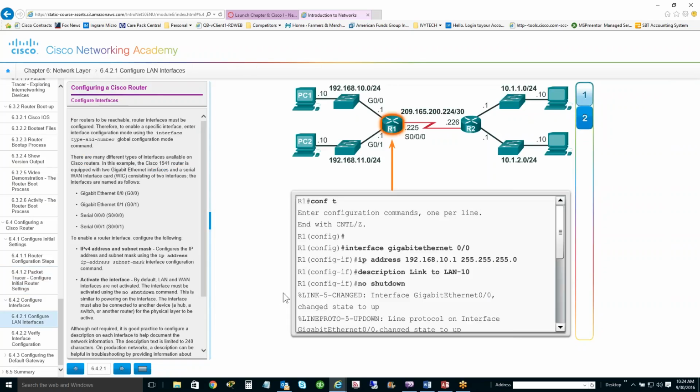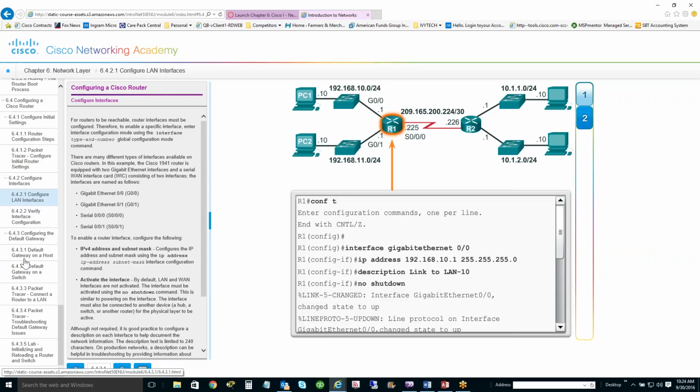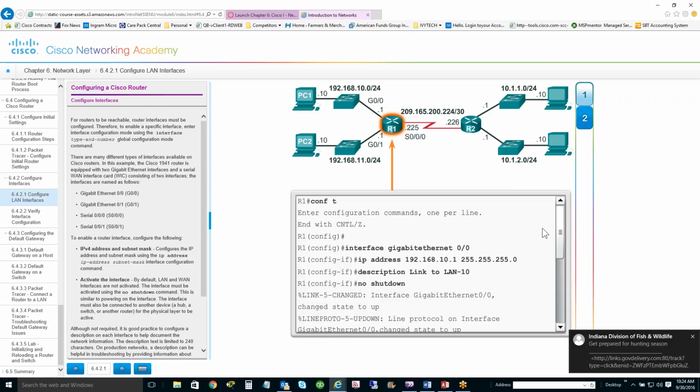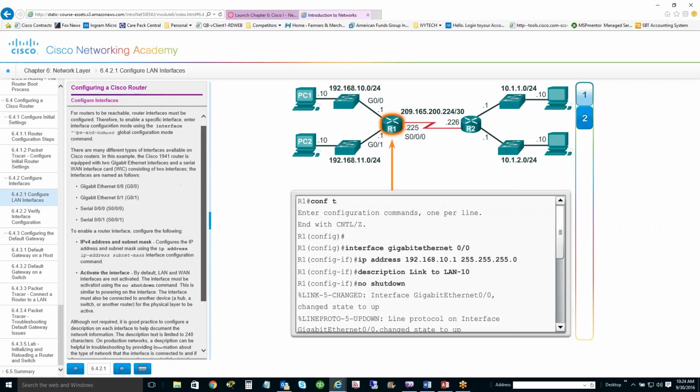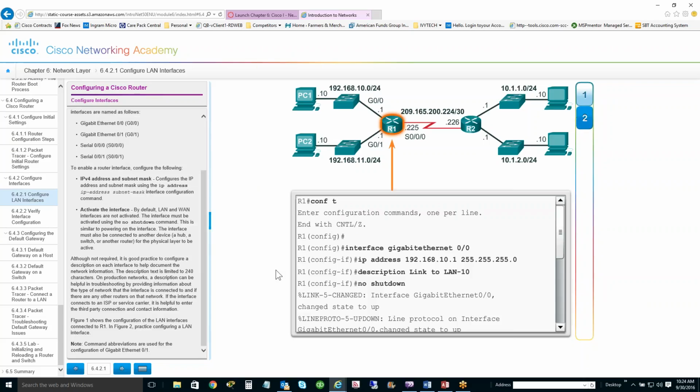It also talks about how to configure interfaces like assigning IPs, and how to verify those, as well as configuring the default gateways. And again, there are Packet Tracers that are going to reinforce all of this. This is important stuff. This is stuff you're going to have to do in your sleep by the end of this course. So definitely spend a good amount of time on your labs and Packet Tracers in this particular section.